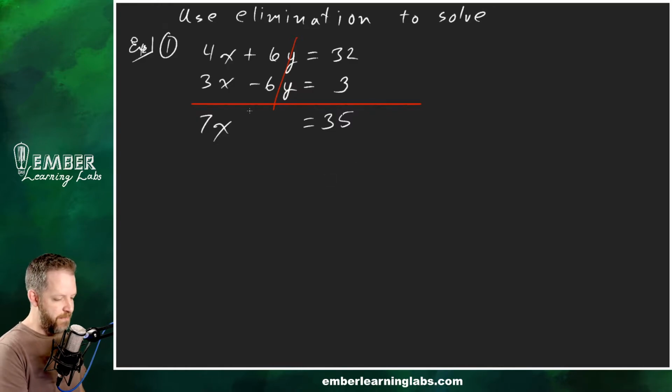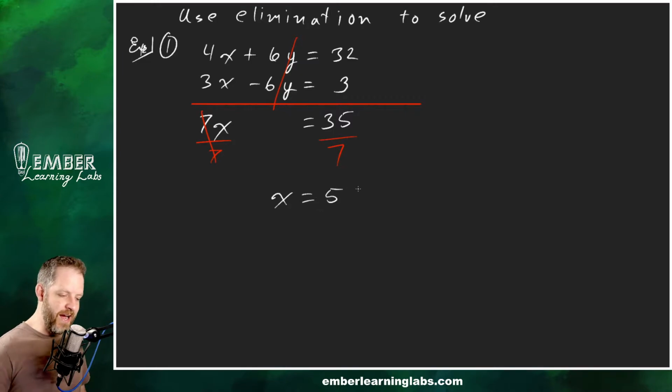Now we've got a really simple single equation with a single variable. We're going to solve it, and it's really easy. In this case, we're just going to divide by 7 on both sides. Those 7s cancel, leaving us with x equals 5.